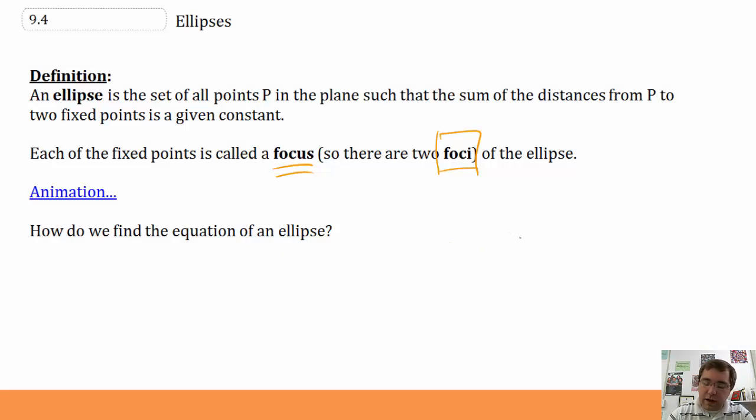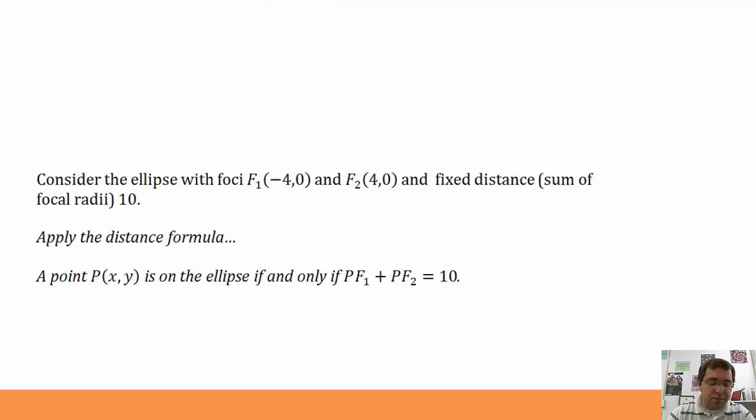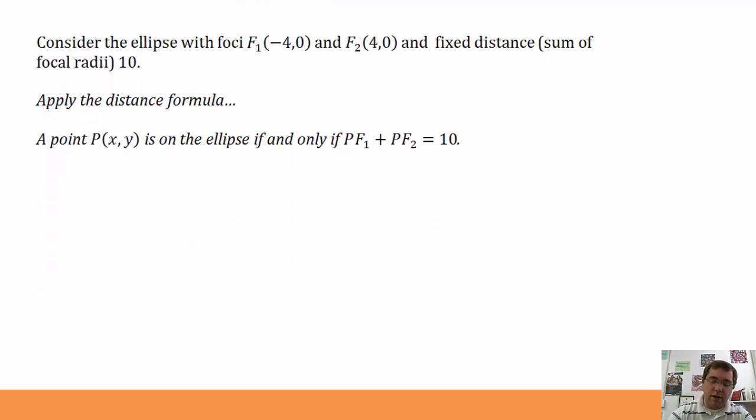Okay, so how do we find the equation of an ellipse? Great question. Consider the ellipse with foci F1, which would be the point -4, 0, and F2, which would be the point 4, 0, and fixed distance, so the sum of focal radii, of 10. Let me quickly sketch what that looks like. We're at -4, 0, and 4, 0. Those are my foci. Those points are not on the ellipse, but they're points that are defining the ellipse, and a fixed distance of 10. Okay, let's apply the distance formula.